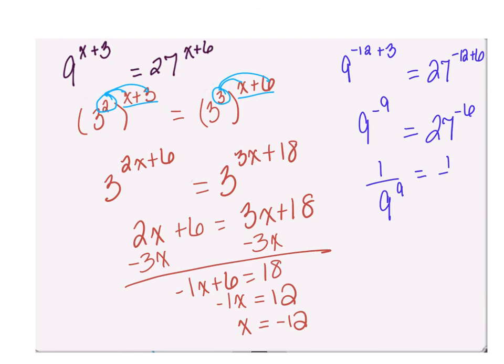So this means 1 over 27 to the 6th power. I would type that into your calculator. These are the keystrokes: I would do 9, caret, negative 9. And then I would do 27, caret, negative 6. And when you type those in, you get a very small number, but they will be equal.